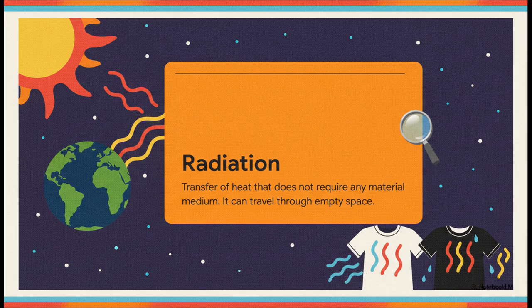Why do we wear white clothes in summer? Because white and light-colored clothing actually reflects a ton of the sun's radiated heat away from your body, keeping you nice and cool. Dark surfaces, though, they absorb that radiation, which is exactly why a black t-shirt in summer is going to make you feel incredibly hot.